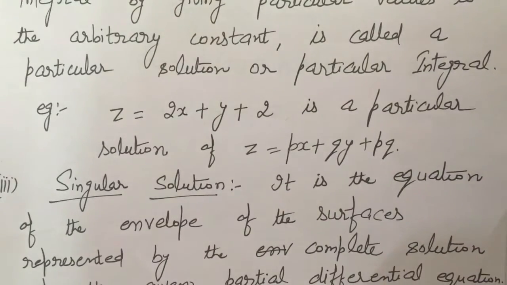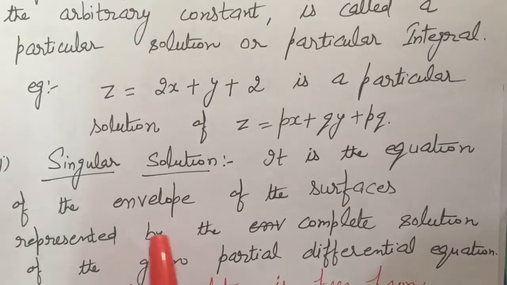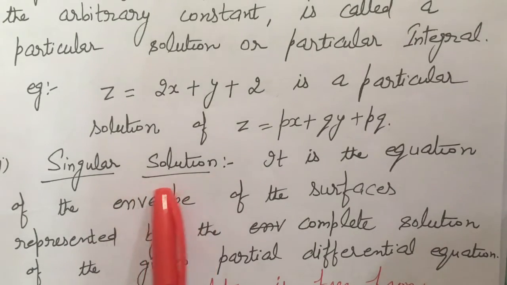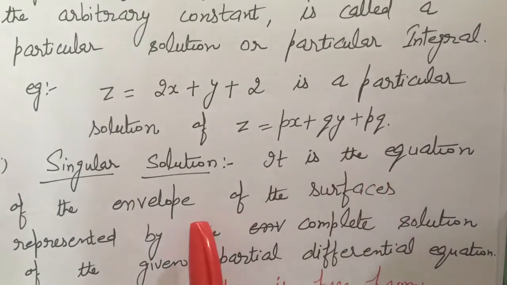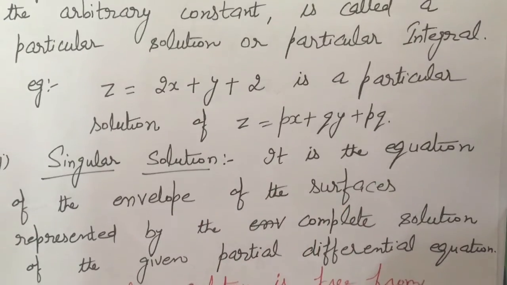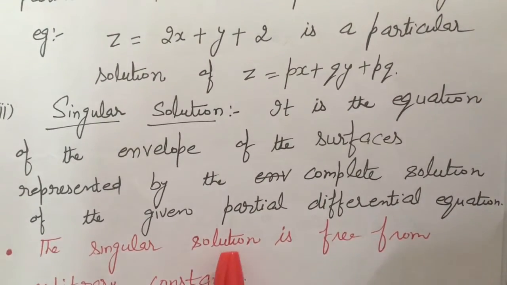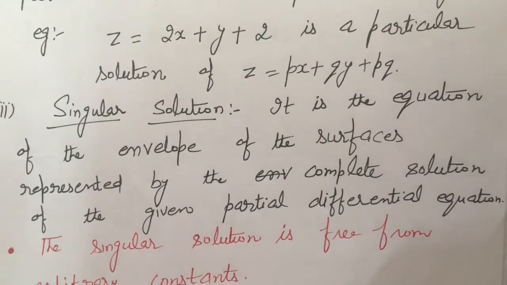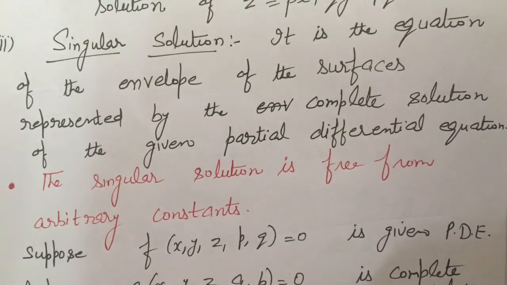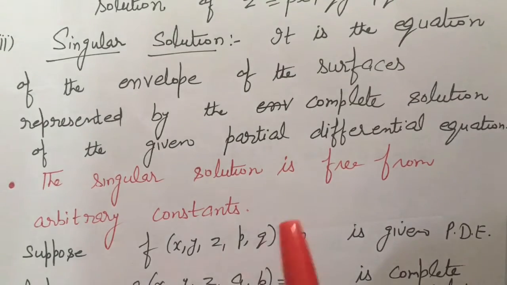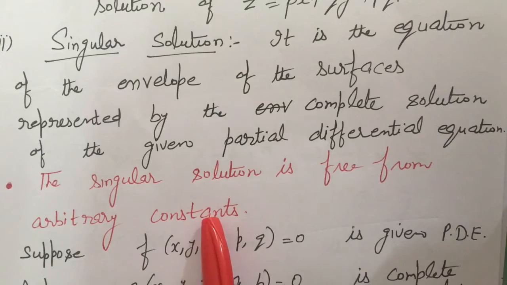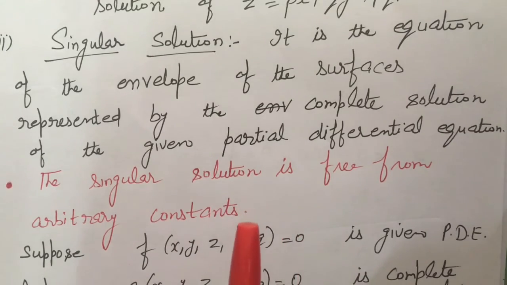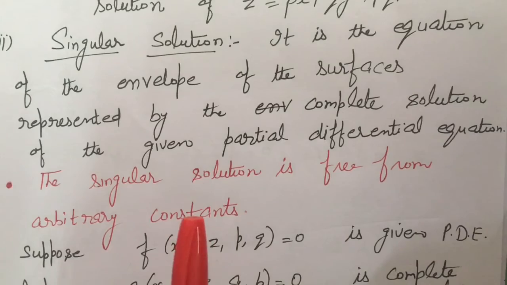Third type of the solution of PDE is known as the singular solution. Singular solution, it is the equation of the envelope of surfaces represented by the complete solution of the given partial differential equation. And the singular solution is free from the arbitrary constants. We can say that in the relation of the singular solution there is no arbitrary constant, but the concept is that it is not derived from the complete solution by giving some particular values to the arbitrary constant. It is different from the particular solution.